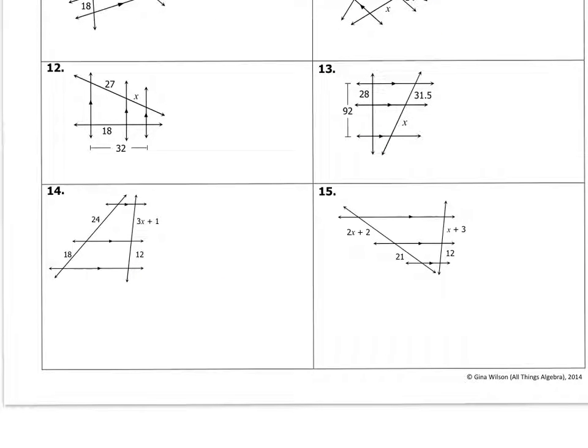Number 12, same thing. I have x here, 27 there, and these 3 lines are parallel. I need to know this part, and that's simply 32 minus 18, which would give me 14 here. So 14 over 18 should equal x over 27. And if you solve for x, x comes out to be 21.